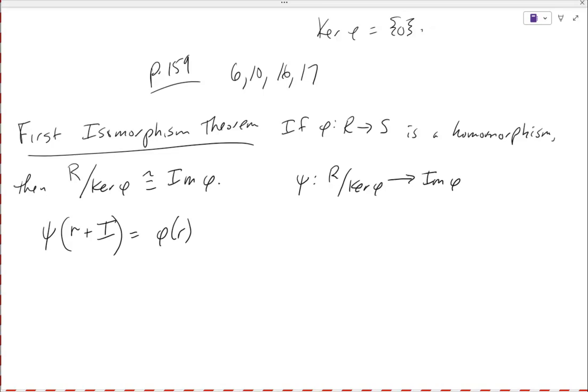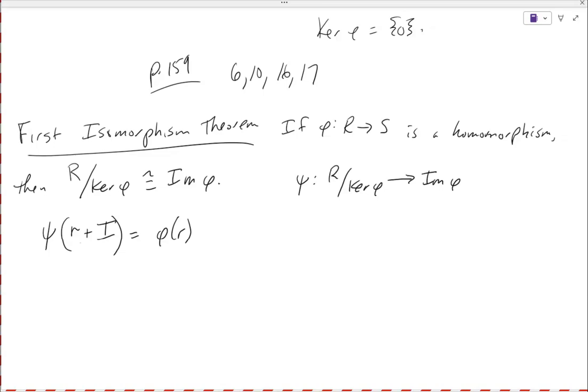Now I have to be careful. This R plus I might be equal to, say, some S plus I, where R and S aren't the same element. What I mean by that is, for example, in Z6, the equivalence class of 2 would be the same thing as the equivalence class of 8, or the equivalence class of 14, and so on, right? These are all equal to each other, right?